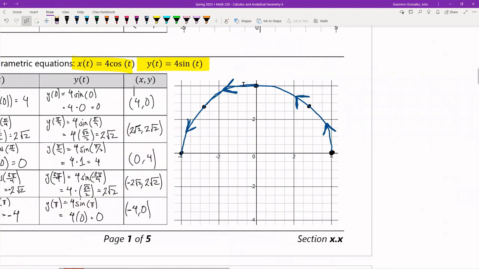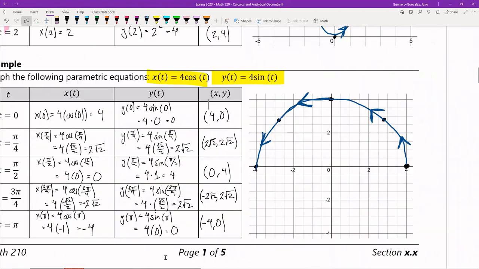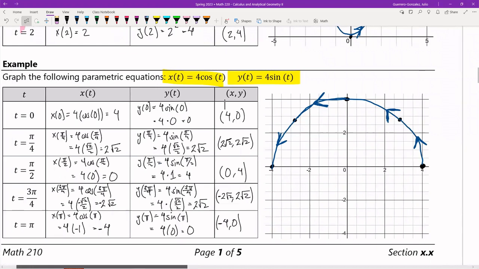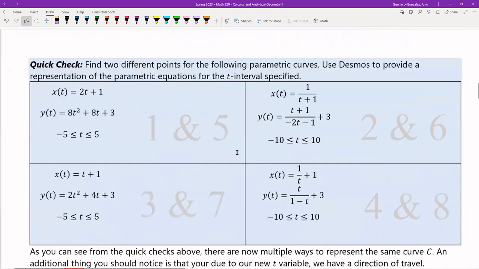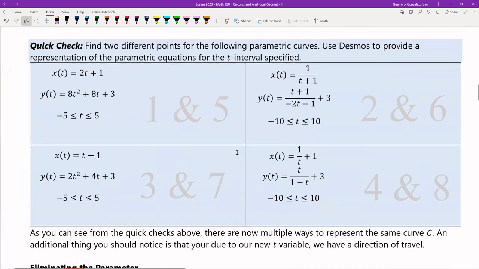So now that you guys have an idea of how to graph these parametric equations, let me center that a little bit. There we go. Okay, I want you guys to try it out. So I want you guys to at least find 2 different points, right? Just calculate them out, right? And then I want you guys to use Desmos to try to graph these, to tell me which ones they are, okay?